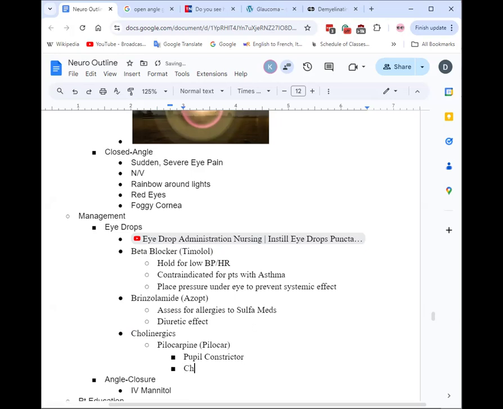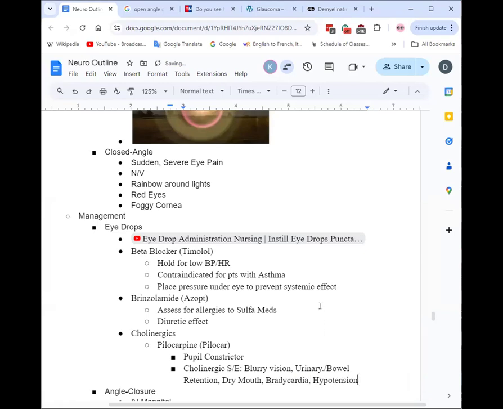And it's a cholinergic, so you want to think about your cholinergic side effects. So you can't see, can't spit, can't pee, whatever the other ones are. Like blurry vision from going too much the other way. Urinary and bowel retention, dry mouth. Similar thing, it can cause bradycardia and hypotension. Yeah, no night driving. Makes sense.